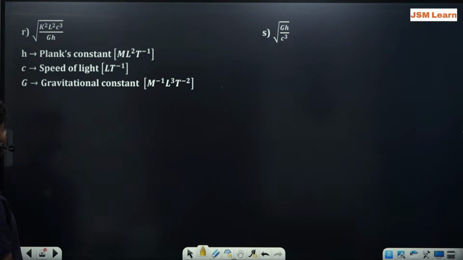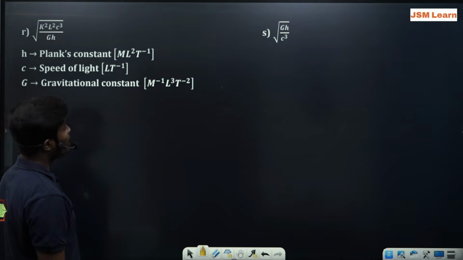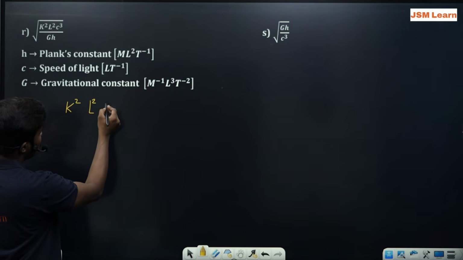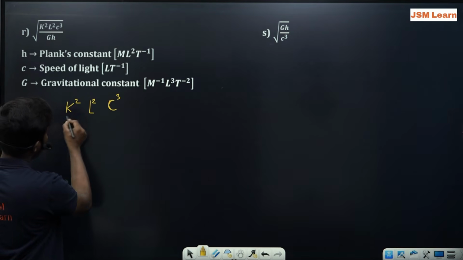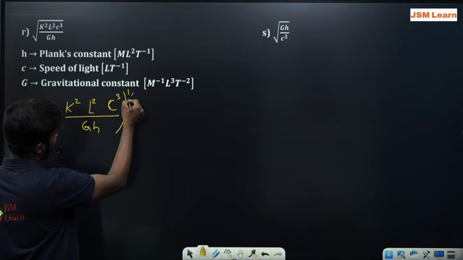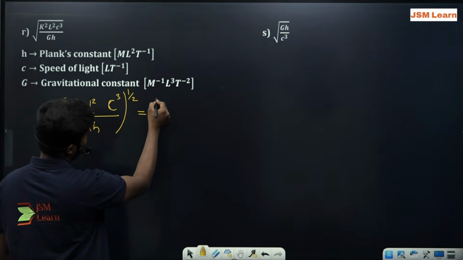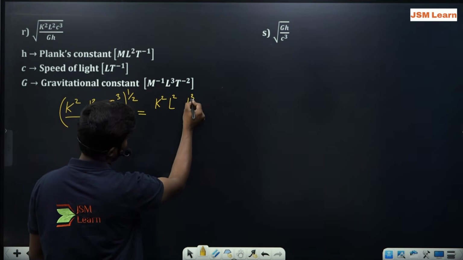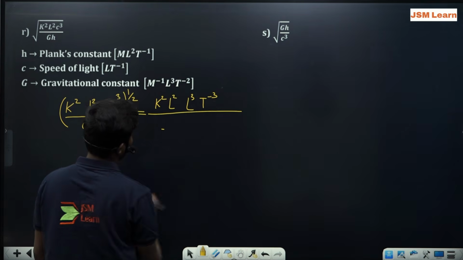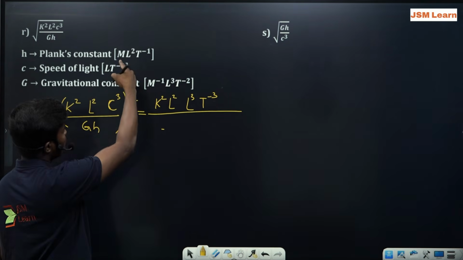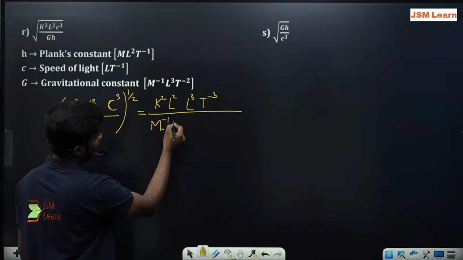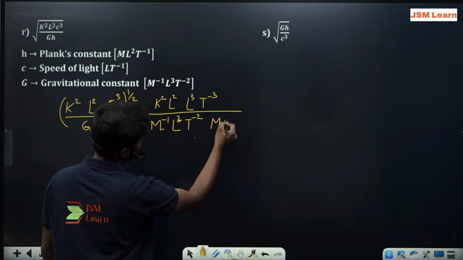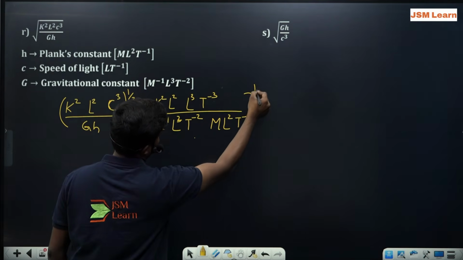And next, if you solve for the third one, K^2 L^2 C^3 by GH. So K is Kelvin, K^2, L is length, L^2, C^3 by GH whole to the power of 1 by 2. So this can be written as K^2 separate, L^2 separate, and C^3, so we can write L^3 T^-3 in the numerator, and in the denominator G into H, where G is the gravitational constant, M^-1 L^3 T^-2, and Planck constant M L^2 T^-1, whole to the power of 1 by 2.